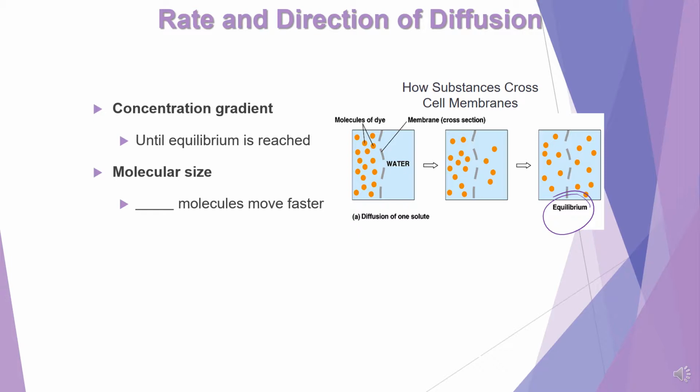So small molecules are going to move much faster. And temperature is also going to affect the rate of diffusion. So it increases at higher temperatures. So diffusion increases at higher temperatures.